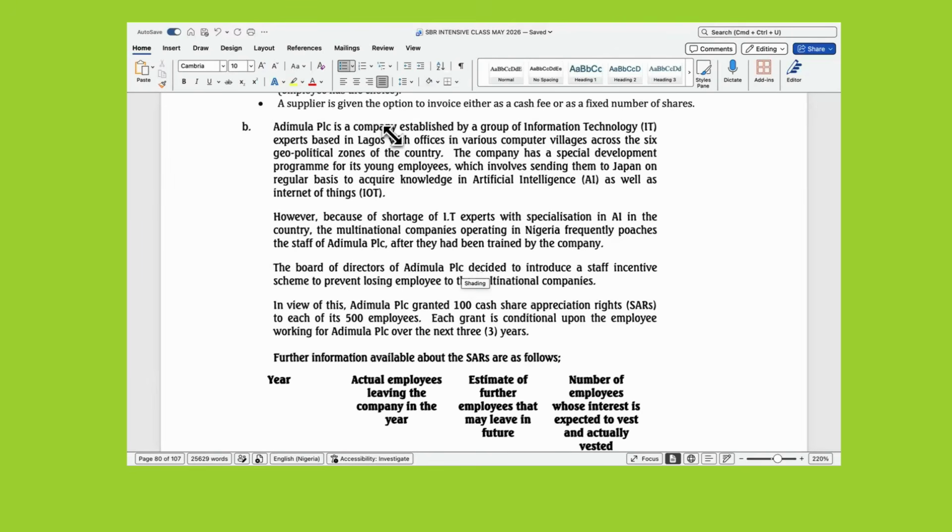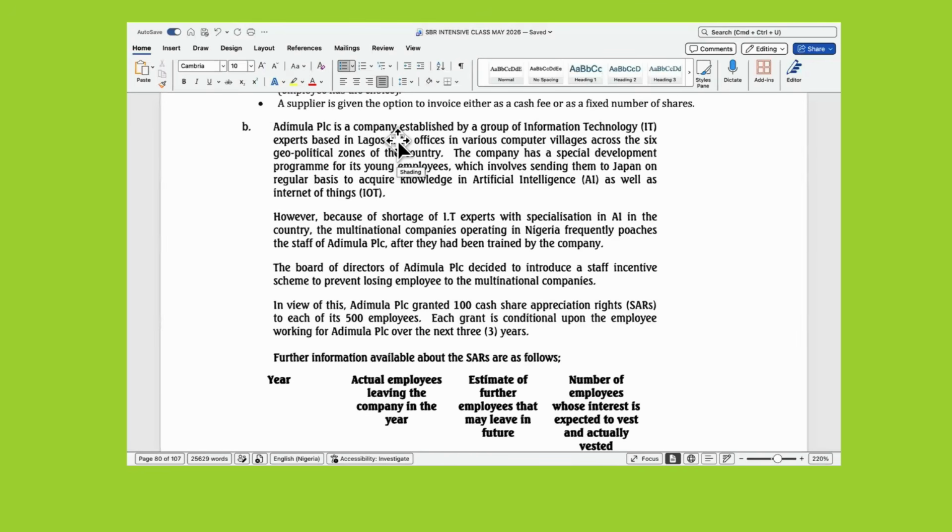Cash flow. Yes, this is cash settled. And that's because what Adimola PLC is granting is a share appreciation right. Okay, and that's why it is cash settled.